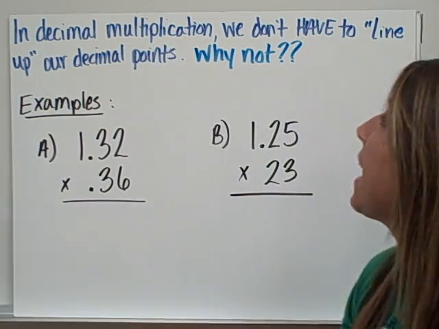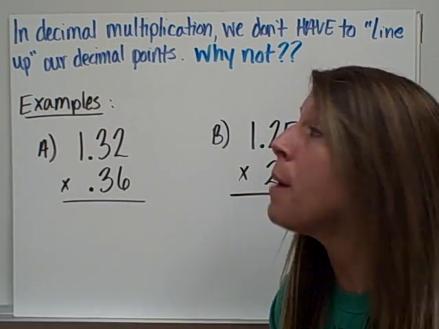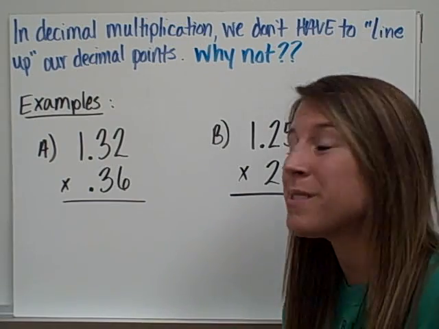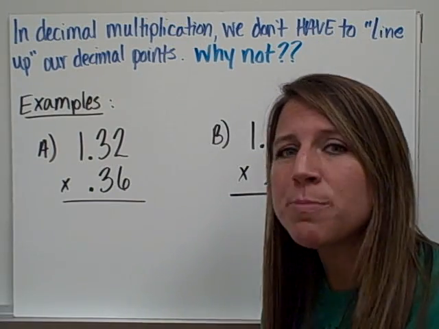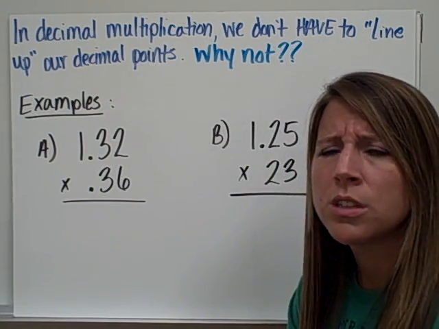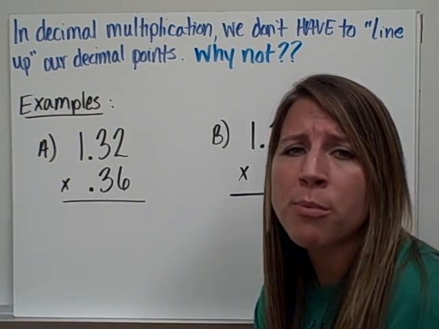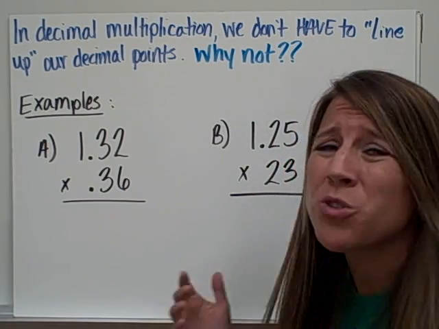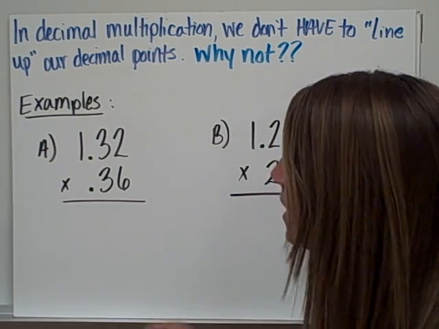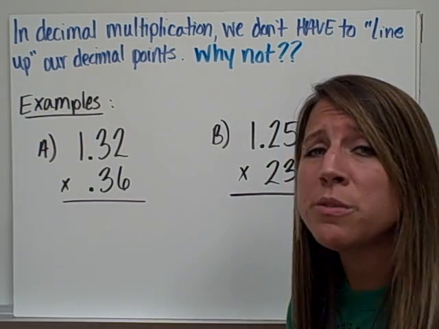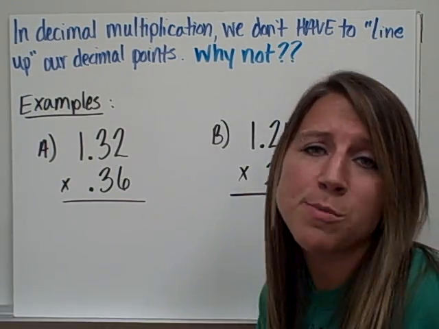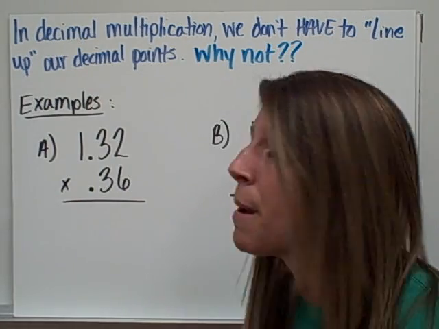So in decimal multiplication, we actually don't have to line up our decimal points like we do with addition and subtraction. And that's because multiplication is a more powerful operation than addition and subtraction. So we don't have to worry about it. It does it for us. So if I'm going to go through this, I'm just going to use the traditional algorithm and then count my decimal places within the problem to put them in my product.